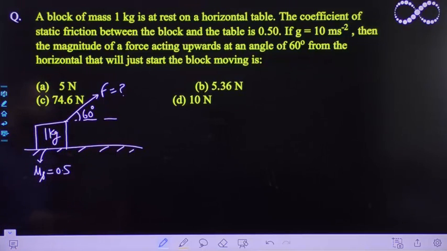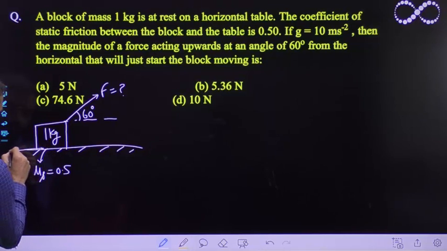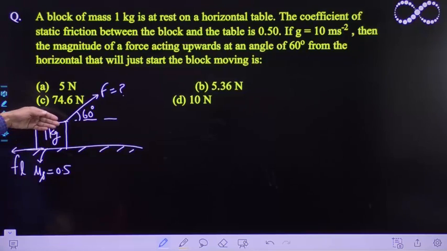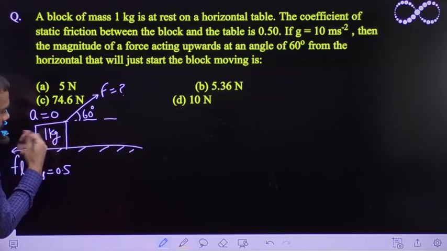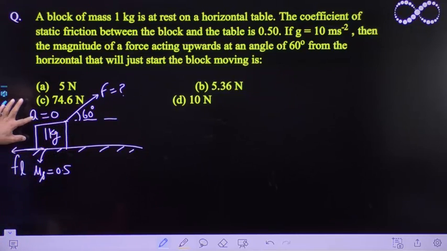So when it will just start moving, then the limiting friction will act. F limiting will act, but it doesn't mean that the block has just started moving. It is ready to move, and when it is ready to move, it means that the limiting friction is acting and acceleration is still 0 because the block is at rest. So since the acceleration is 0 here, all the forces must be balanced.